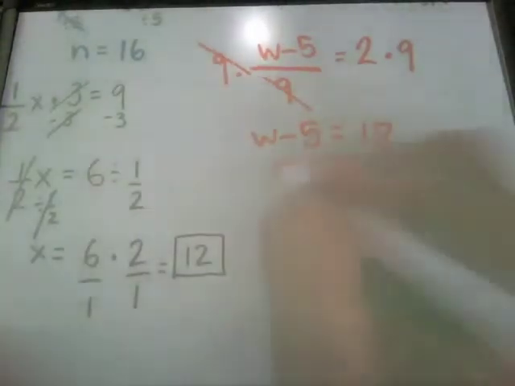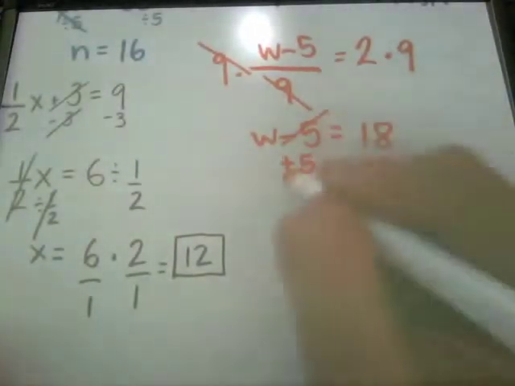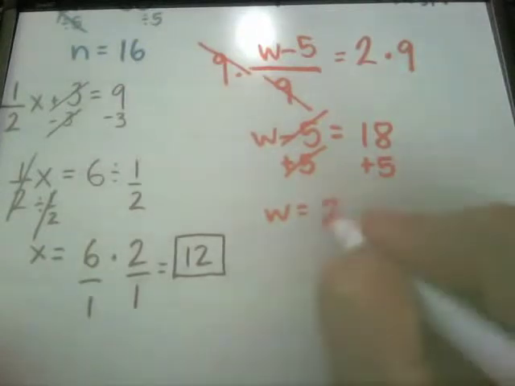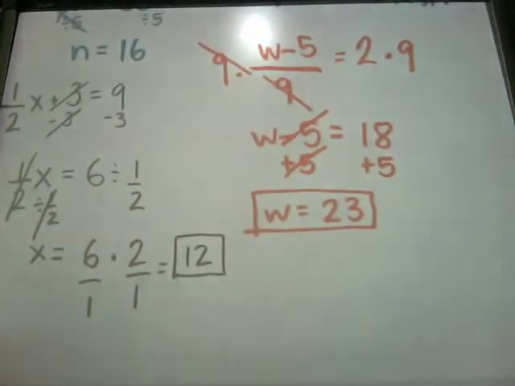Now, last step, all I have to do to get the w by itself is undo minus 5 by doing the opposite, and w equals 23. So again, wherever the variable is, you leave that part alone, try to undo the other stuff that you see.